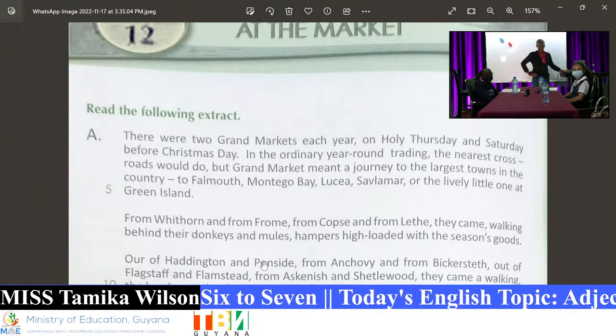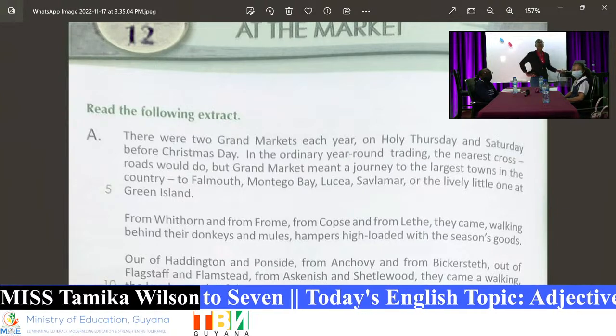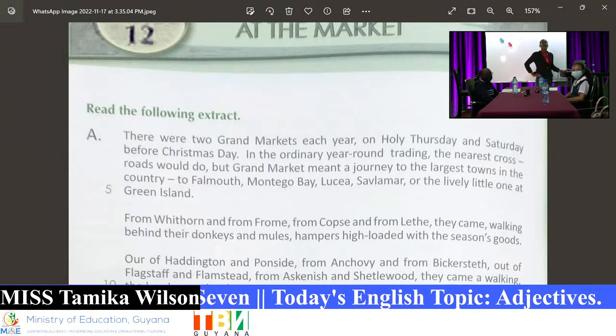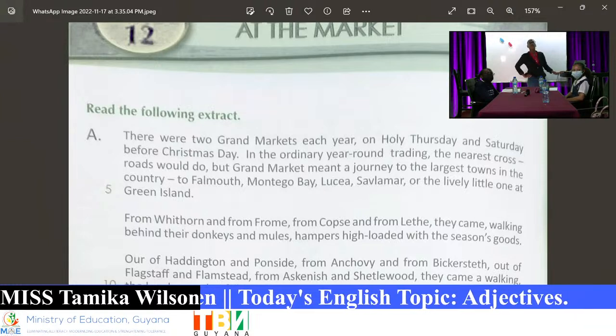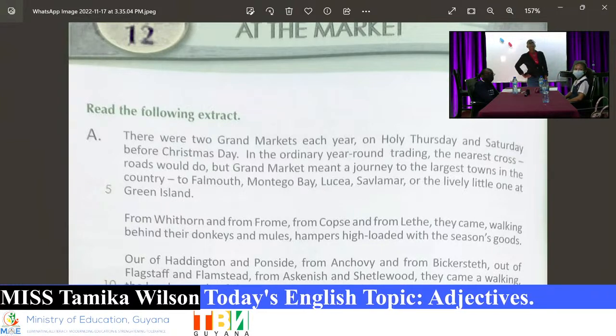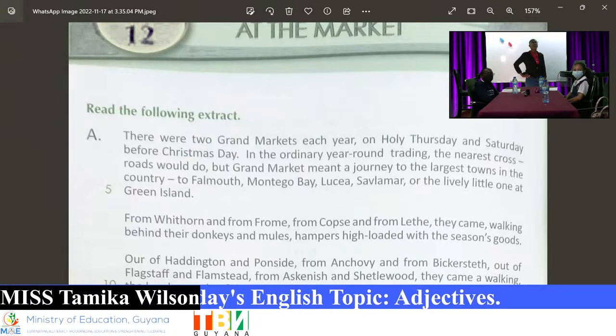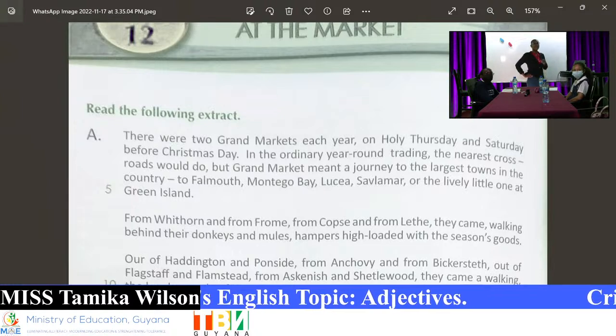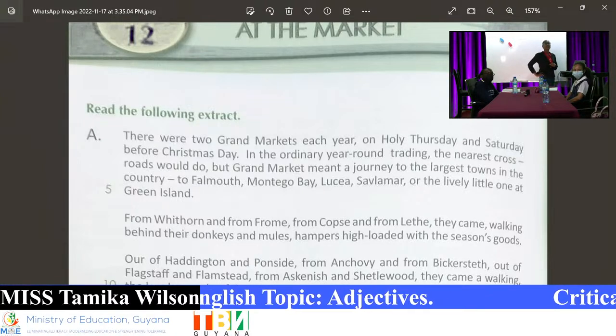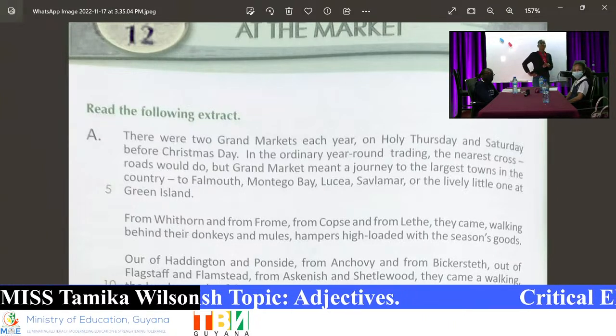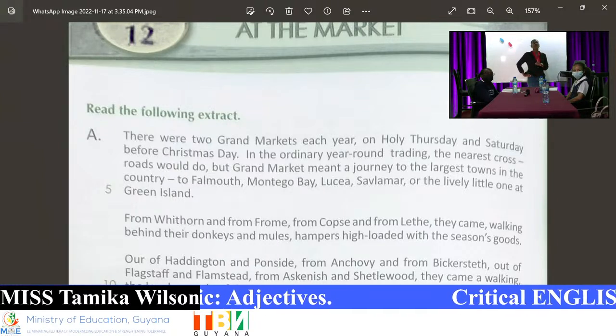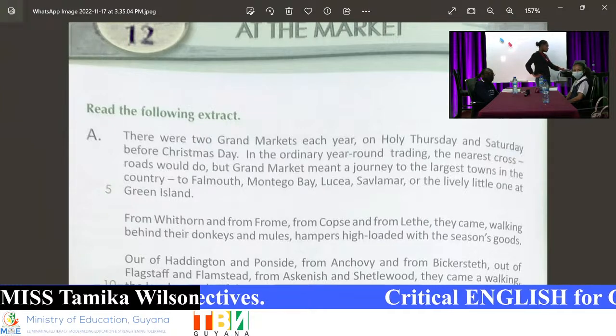Out of Haddington and Pondside, from Anervie and from Bickersteth, out of Flagstaff and Flamstead, from Askinish and Shelfwood, they came walking, the lovely people of the country.